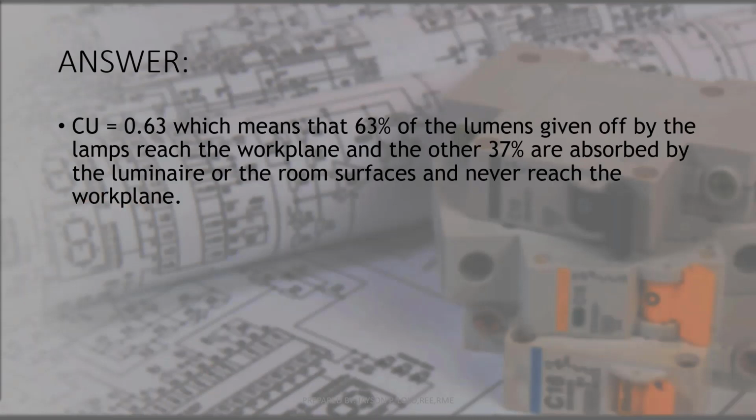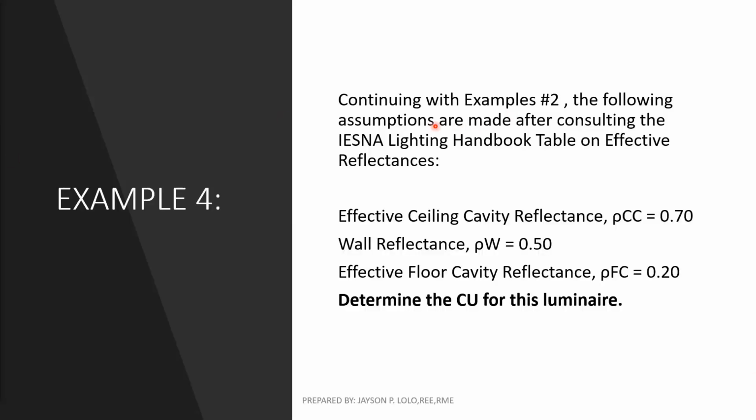Now, let's proceed to the example number 4. Continuing with the examples number 2, naa tay mga data kaganina. The following assumptions are made after consulting the IESNA Lighting Handbook table on effective reflectances. Earlier, we have 0.70, wall reflectance na 0.50, effective floor cavity na 0.20. Now, determine the CU for this luminaire. So, kani, naa tay guide, 70, 50, and 20.